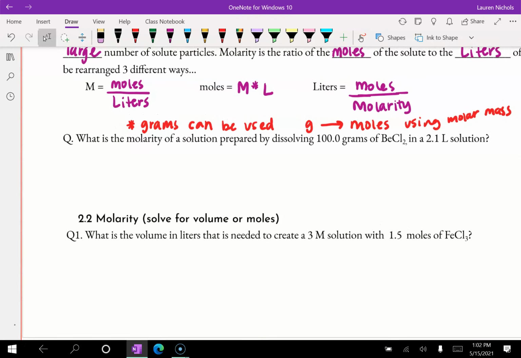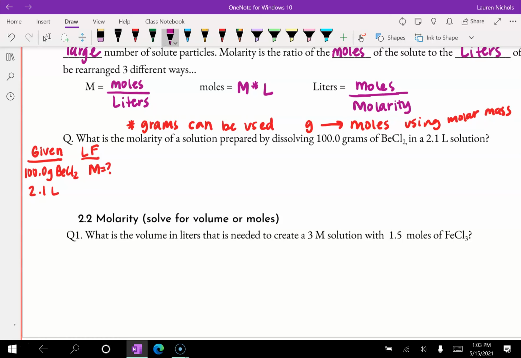So if we look at this first question, it says, what is the molarity of a solution prepared by dissolving 100 grams of beryllium chloride in a 2.1 liter solution? So again, we want to label what we're given and what we're looking for. So I'm going to create two little columns here. So our numbers that we're given: 100 grams of beryllium chloride, and we're given 2.1 liters. And we're looking for the molarity. Okay, it says what is the molarity.